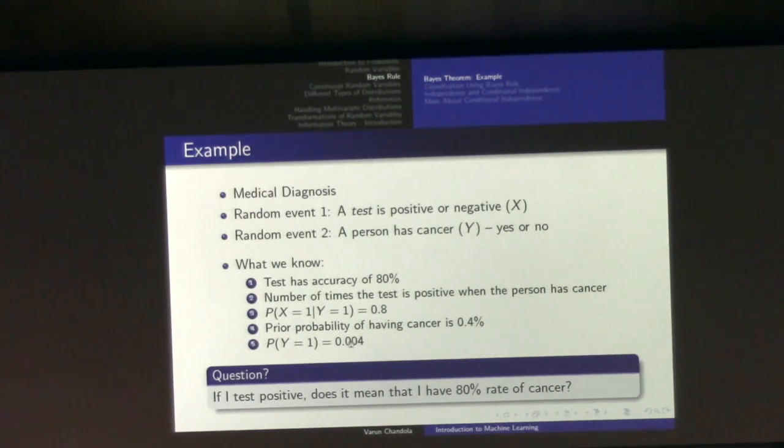0.004, right? My question is, if I test positive, if I go get the test done, does it mean that I have an 80% chance of cancer? Because this test has an accuracy of 80%. So the test has an accuracy of 80%. I go get myself tested. It says you have cancer. I mean, it tested positive. Does it mean that I have an 80% chance of cancer? Well, the answer is no.